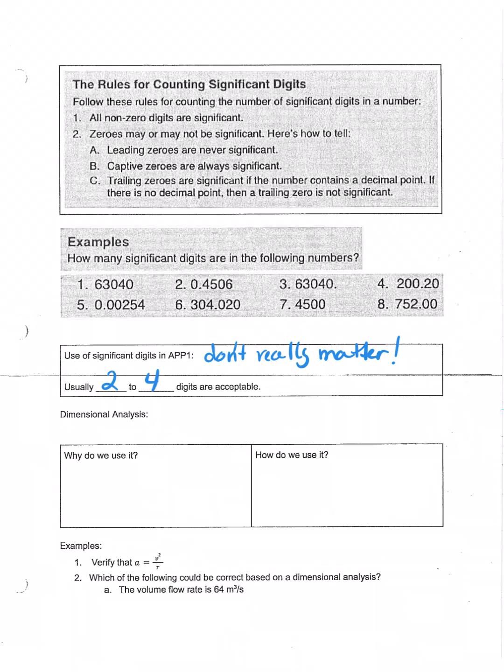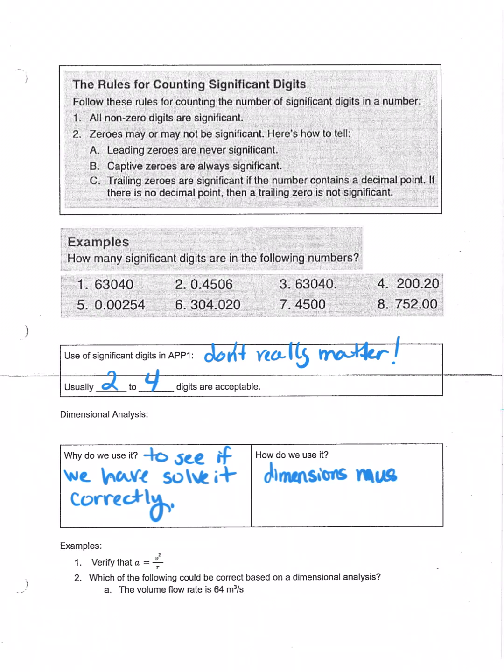So it says, why do we use it? Well, we use it to see if we solved correctly. And how do we use it? Well, the thing we really know is that dimensions are balanced. In other words, dimensions have to be equal. Both sides have to be the same result.